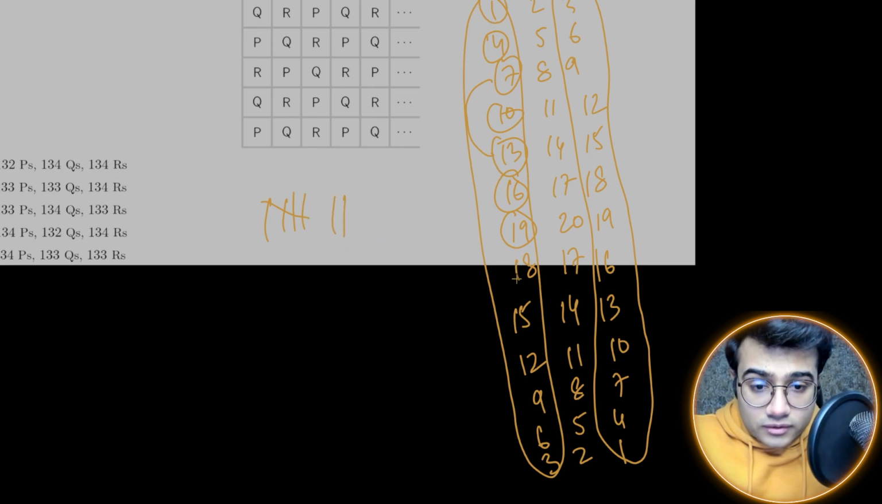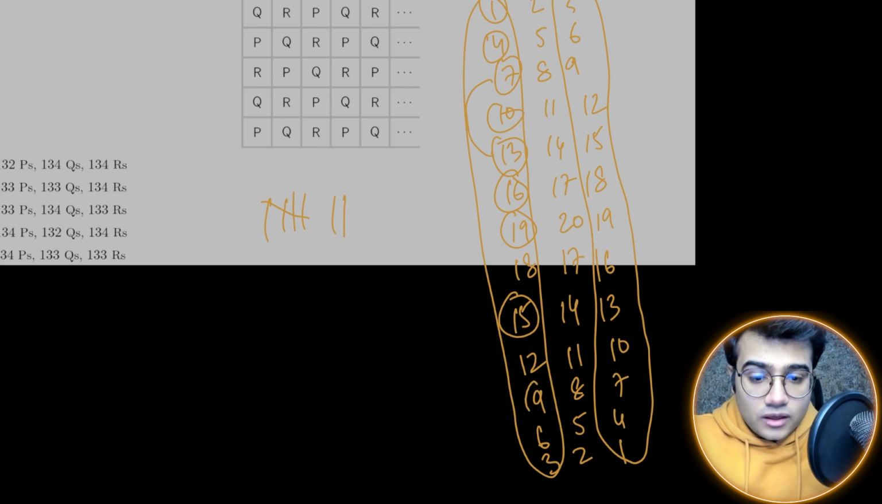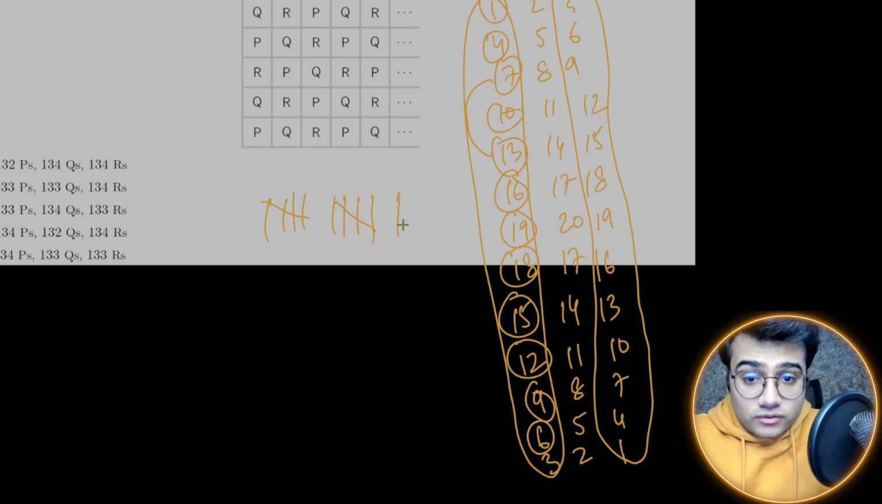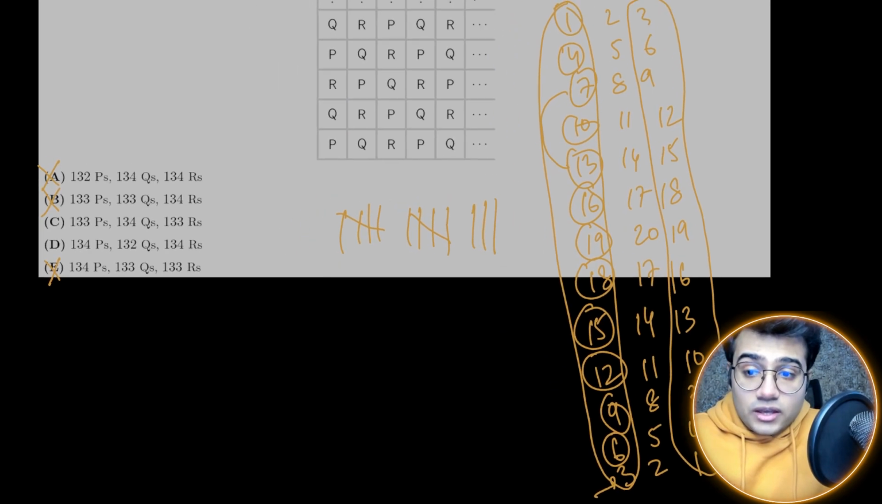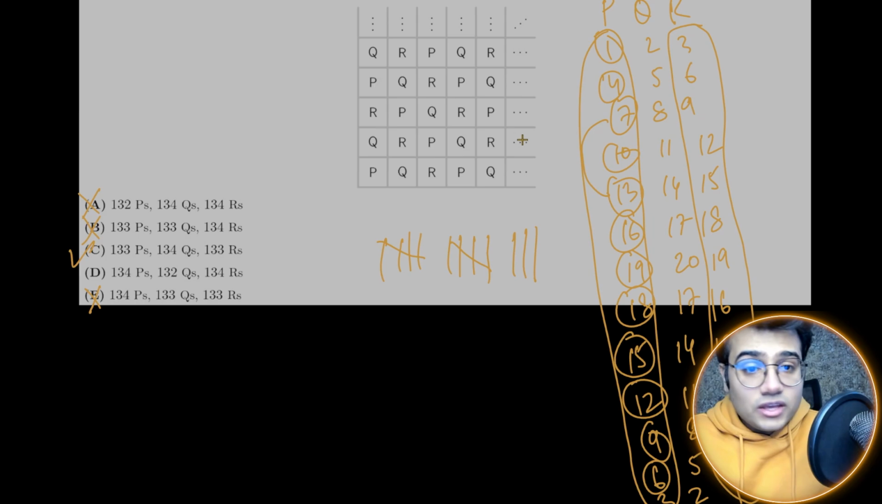Then let's do 15, 9 and 6. That's gonna make a 30. We are using tallying, by the way, to keep track. Now 18 and 12, that's gonna make another 30, and 3. So it's gonna be 130 plus 3, so 133. So the answer is gonna be C. We don't have to calculate what Q is, and of course R is gonna be the same. So the answer is C.